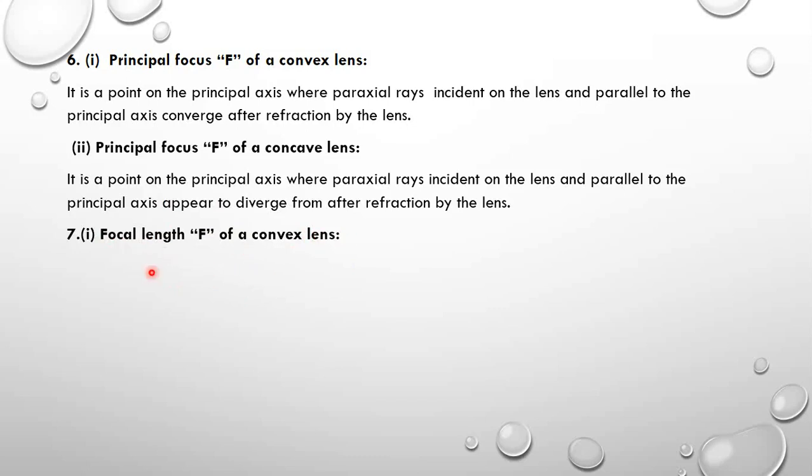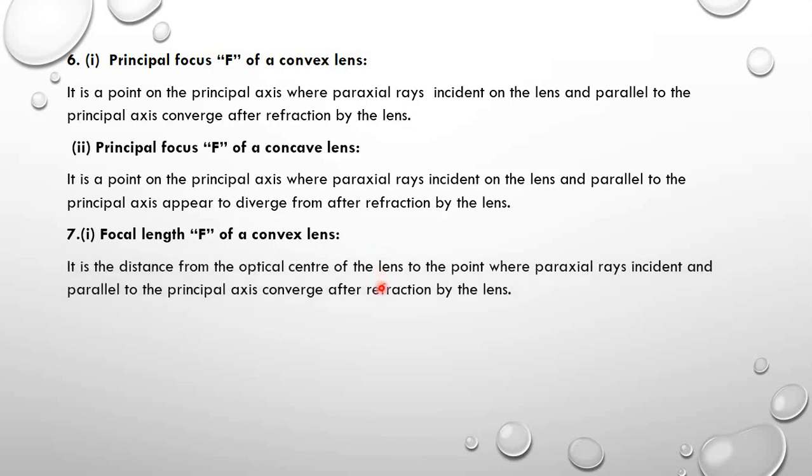Or if not, you can define it as the distance from the optical center to the point, on the principal axis, where paraxial rays incident on the lens and parallel to the principal axis converge after refraction by the lens. And then also we have the focal length, small f, of a concave lens. This is the distance from the optical center of the lens to the point where paraxial rays incident and parallel to the principal axis appear to diverge from after refraction by the lens.